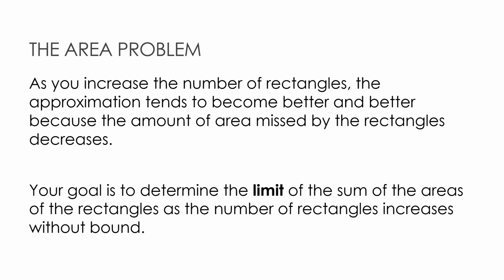So as I increase the number of rectangles, my approximation is going to become better and better because there's less area missed by the rectangles. And of course, that means I am determining the limit of the sum of the areas. As the number of rectangles increases, the answer for the area, which is called the limit, is going to be my solution, essentially, of the area underneath the curve.